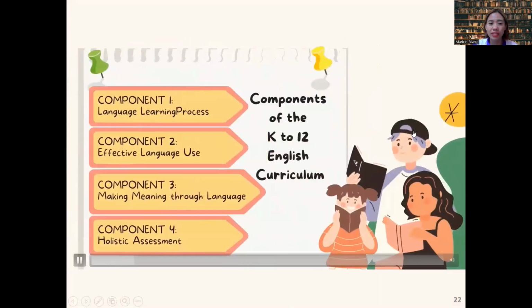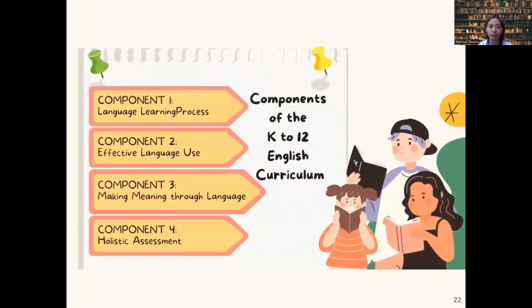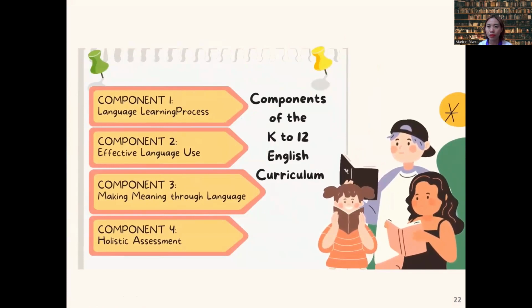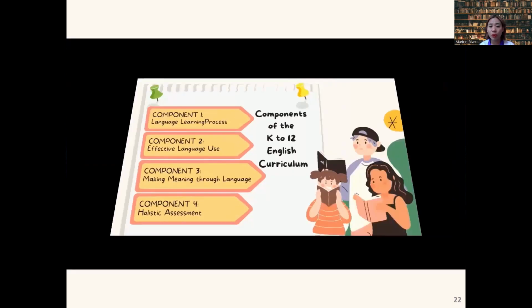There are 4 components to the program. Each component is critical to the learner's capacity to communicate successfully in a language, resulting in communicative competence and multiliteracies in their mother tongue, Filipino, and English. So we do have 4 components. Earlier, I think it was mentioned as 5, but we do have 4 components of the K-12 English curriculum. So it was a mistake. So component 1, we do have the language learning process. Component 2, effective language use. Component 3, making meaning through language. While component 4 is the holistic assessment.